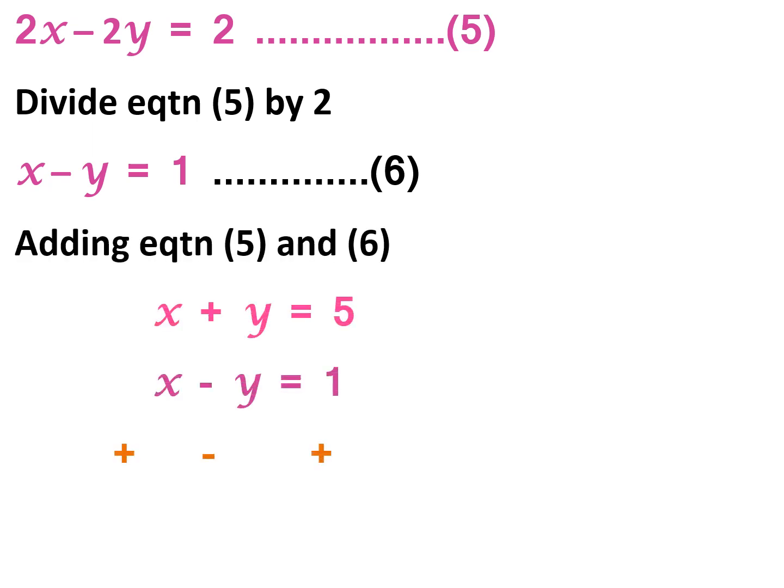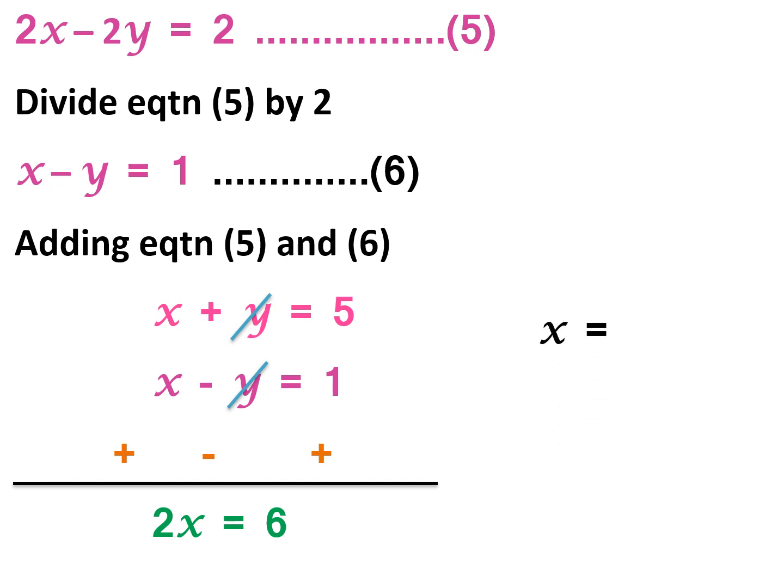Adding equation 4 and 6, I get x plus y is equal to 5. x minus y is equal to 1. Plus y minus y gets cancelled. x plus x is 2x. 5 plus 1 is equal to 6. Therefore, x is equal to 6 upon 2. x is equal to 3.